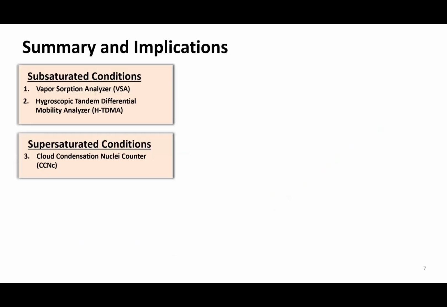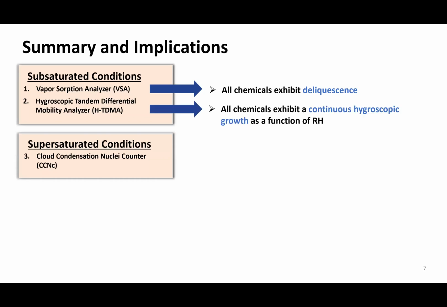And with that, I would like to summarize the study. Under subsaturated condition, using a vapor absorption analyzer, all chemicals were found to deliquesce, however, at varying RH values. Results from the HTDMA show that all three chemicals were found to exhibit continuous hygroscopic growth as a function of RH. As for under supersaturated condition using the CCNC, we found that all the chemicals exhibited CCN activity but at varying degrees.